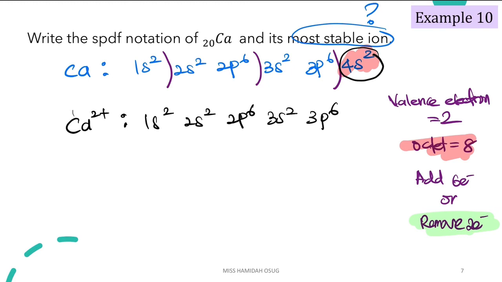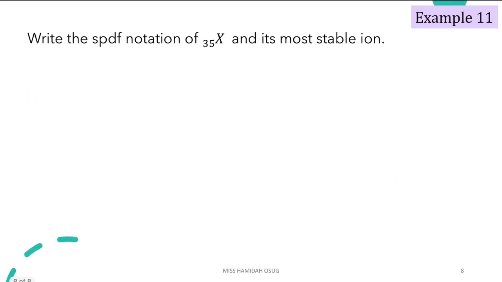Just a reminder guys, when you remove 2 electron, meaning to say the charge of your ion is 2+. Kalau kamu remove 1 elektron, charge kamu punya ion adalah 1+. Sama juga kalau kamu add in 1 elektron, charge ion itu akan jadi negatif. Dan kalau kamu add in 2 elektron, charge ion tersebut akan jadi 2 negatif. So I want you to do it by yourself for example 11.